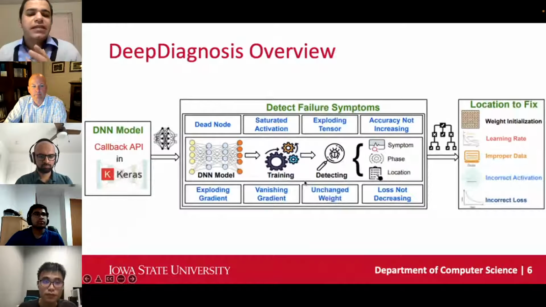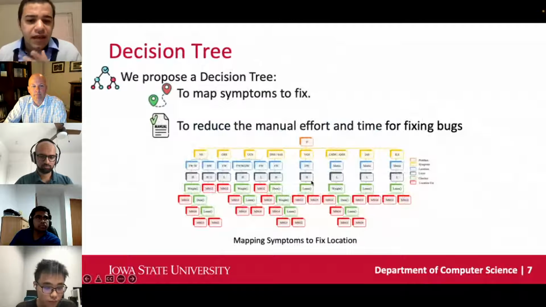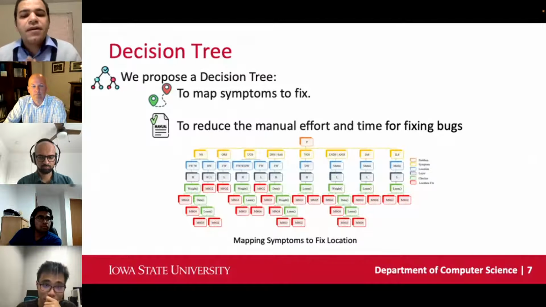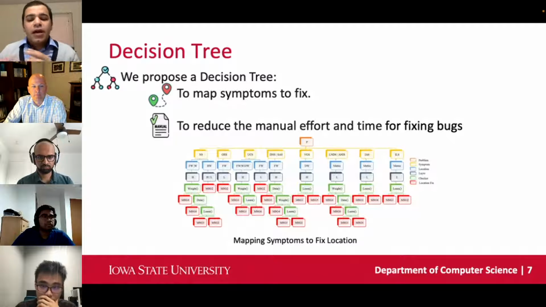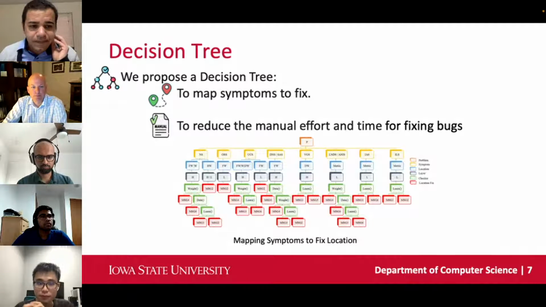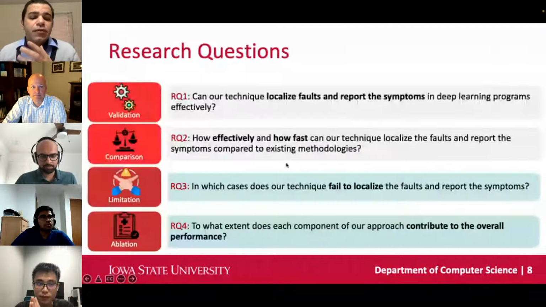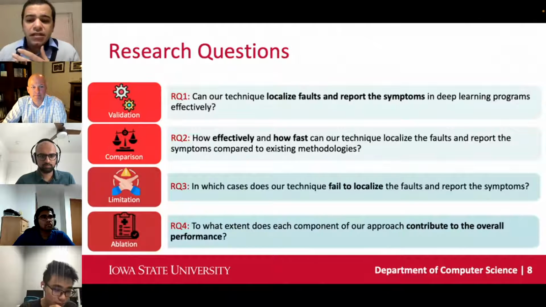We propose a decision tree to map a symptom to a fix. The main goal of the decision tree is to mitigate the manual effort and reduce the time for diagnosing and fixing the bug by mapping the path from the root to one of the leaves. The decision tree here consists of 24 rules which map a symptom into one of 7 classes of changes. In this work, we aim to answer the following research questions. We cover research questions 1 and 2 in this talk, and for research questions 3 and 4, please see our paper.